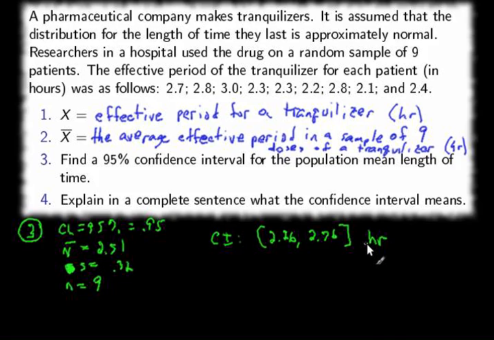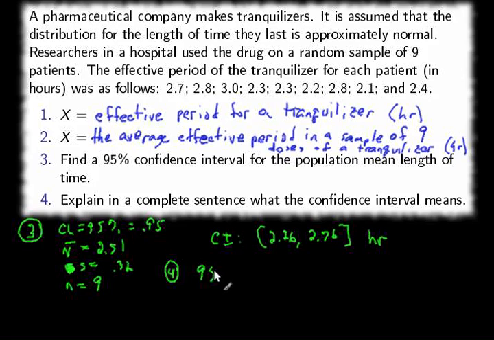Number 4, explain in a complete sentence what the confidence interval means. So, what this means is we have 95% confidence that the true mean lies in this interval. And we have that confidence because 95% of confidence intervals constructed in this manner will contain the mean. So that's really what it means.